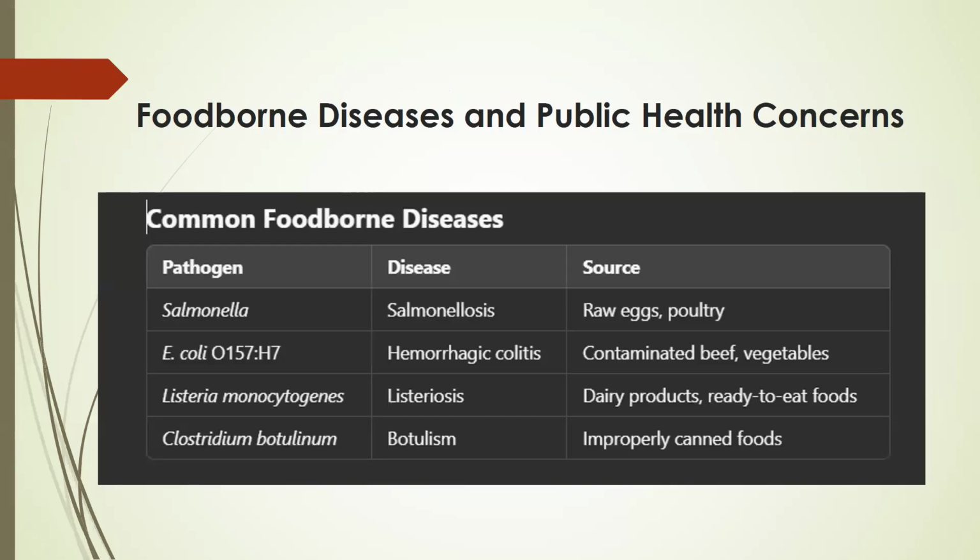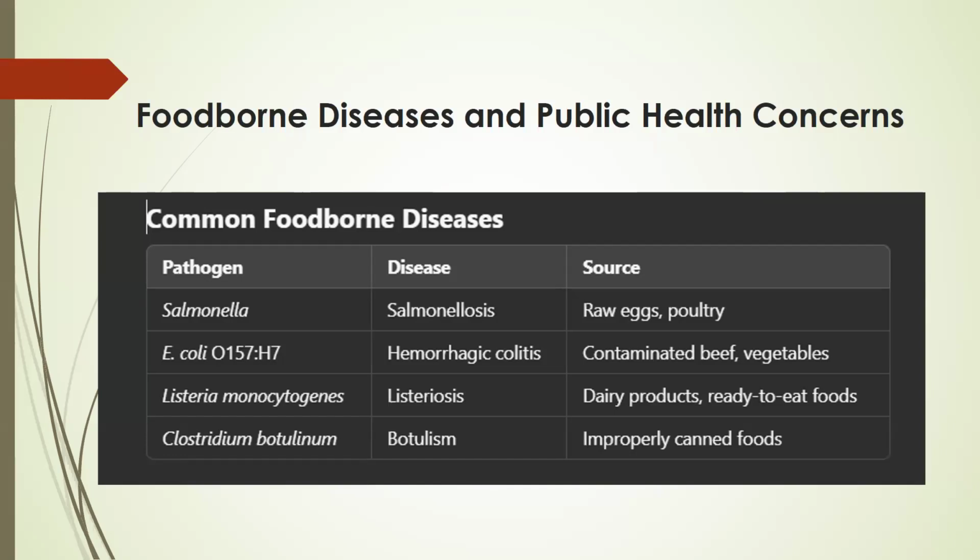Let's look at some common foodborne diseases. We've mentioned some of them. Commonly, we have salmonella that can cause a disease called salmonellosis. What are the sources of this? Raw eggs, poultry like chicken and turkey, even meats. You also have E. coli. You have different strains of E. coli because it's not all E. coli that can cause diseases.